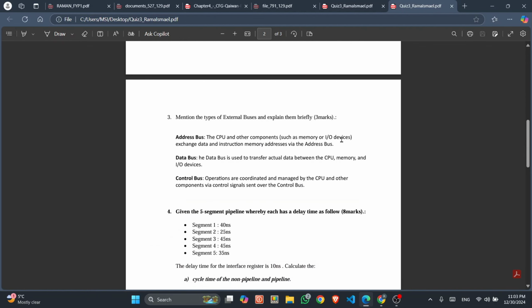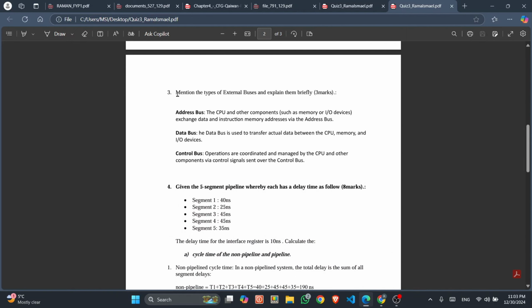In question 3, we are asked to mention the 3 types of buses, which are the address bus, data bus, and control bus. In the address bus, the CPU exchanges data and instructions based on the address. It uses the addresses to exchange data between the memory and the input-output devices, based on the addresses of the data, not the data itself.